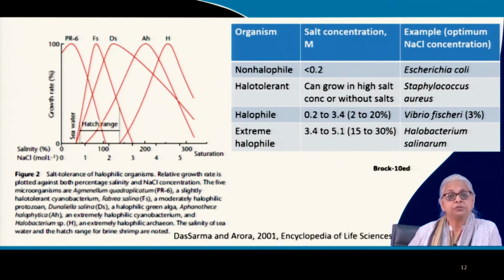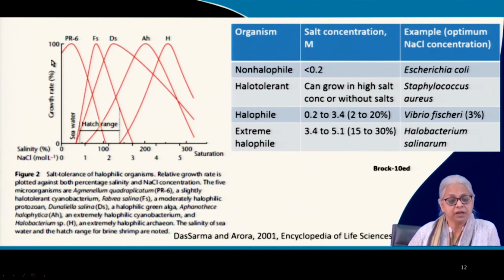Then we have extreme halophilic bacteria. They can withstand 15 to 30% salt concentration. Now this kind of salt concentration is found only in salt pans, and several textbooks have photos of salt pans which are colored, and that shows the presence of certain types of bacteria and algae that are salt tolerant. They are extremely halophilic organisms. This is an example of Halobacterium salinarum. So there are organisms on the planet that can withstand extremely high salt concentrations.